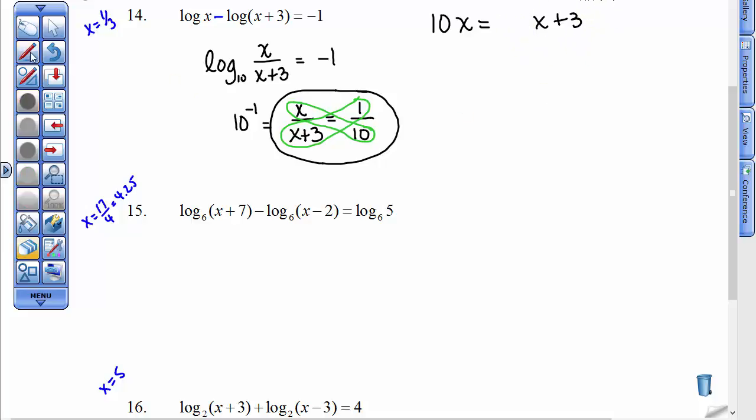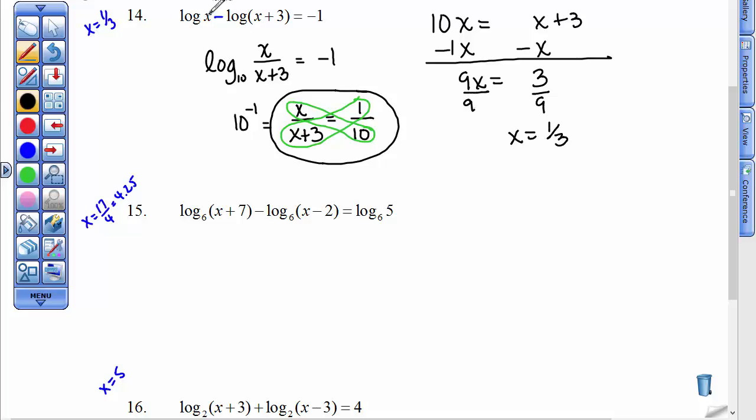So now we've got to get x by itself. So let's subtract x from both sides. So 10x minus 1x is 9x. And you only have a 3 left over here. And then we'll divide both sides by 9. And we find out that x is equal to 1/3.